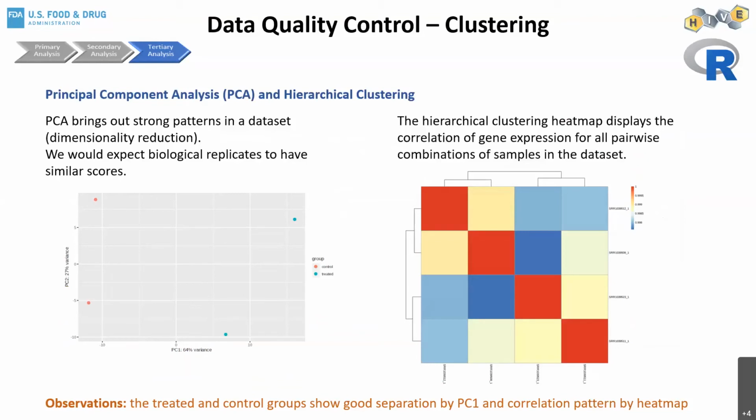For the clustering, some of the things that we can get are the PCA and hierarchical clustering. PCA tries to find and maximize the variance, so it can also be used for dimensionality reduction, and we expect the biological replicates to have similar scores. If not, that is something to notice. The hierarchical clustering displays the correlation of the gene expression for all the pairwise combinations of the samples in the data sets, and we expect the replicates to be in the same group for these two graphs.